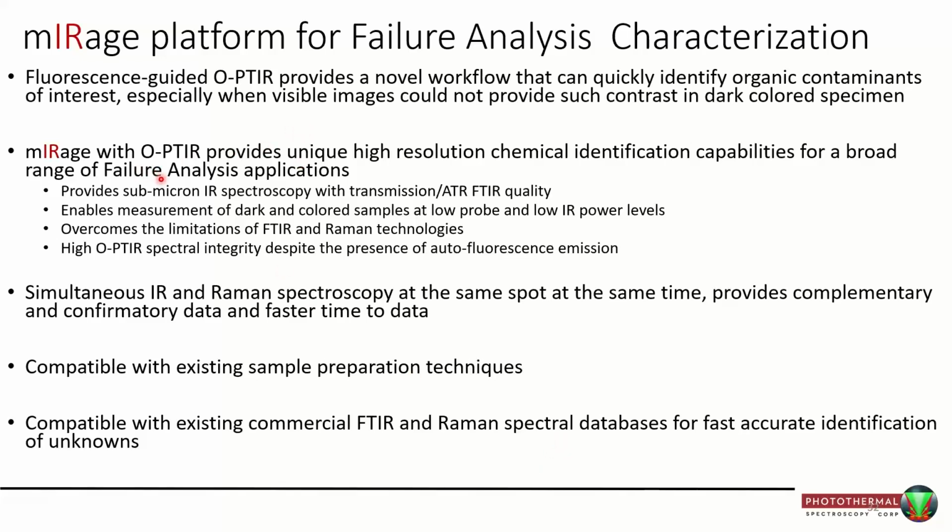To summarize OPTIR, again, it's submicron IR that FTIR can never do. You can do dark samples, colored samples. All of those limitations of FTIR or Raman with its fluorescence are now overcome. The simultaneous IR and Raman is really cool, especially if you've got dark samples that are perhaps carbon containing, and it's completely compatible with existing preparation techniques. Also, the spectra you collect are compatible with any databases you may have developed in-house with infrared or Raman, or certainly compatible with the commercial databases as well.